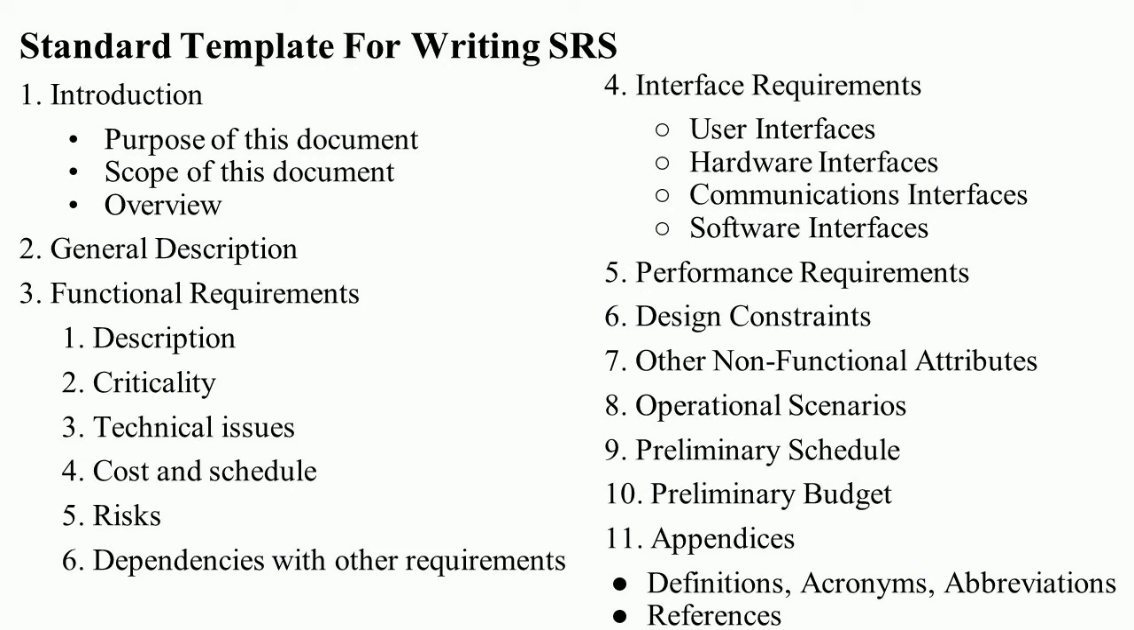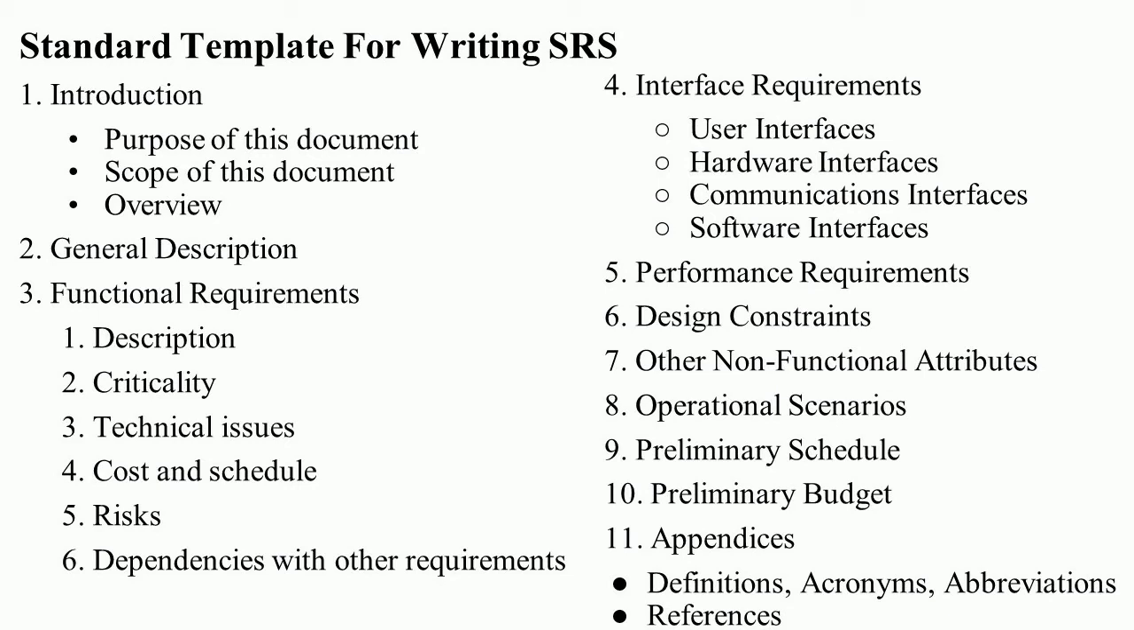The introduction part includes the purpose of this document and the scope of this document, then the overview. The general description template describes the general functionality of the product, such as similar system information, user characteristics, user objective, general constraints placed on design team. The functional requirements describe the possible effects of a software system, in other words, what the system must accomplish.